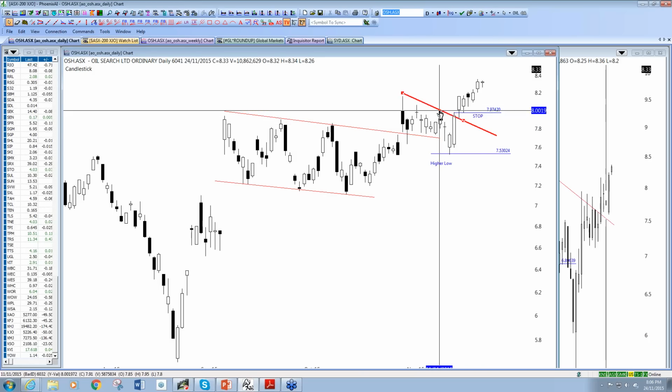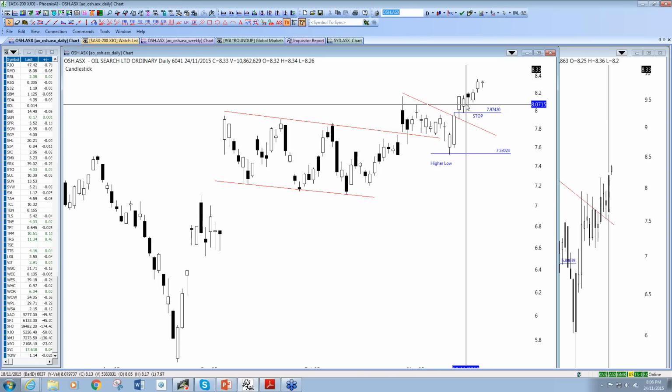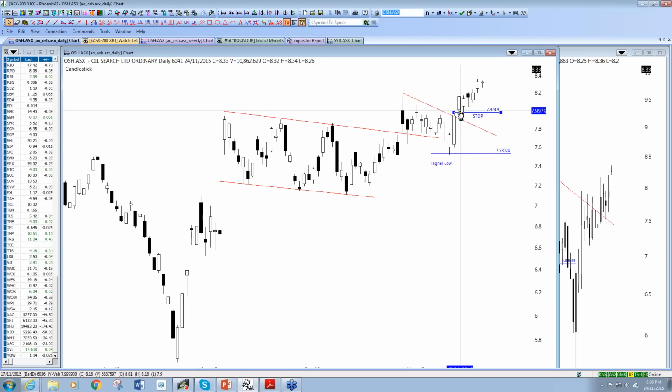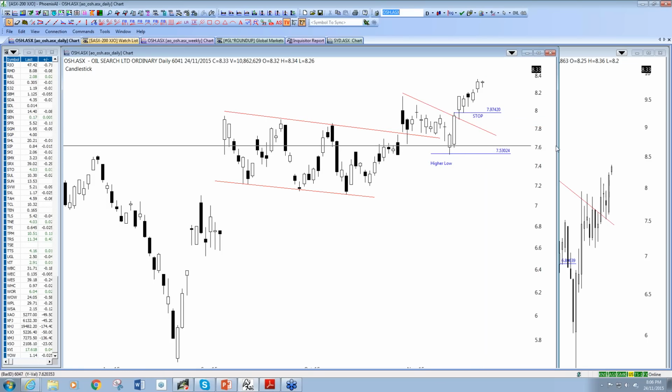Then we had this breakout through here. This is interesting, and we had almost an inside bar, but a higher high and a higher low bar in there. So on the daily chart, this is looking quite positive. It had a chance to fail back in here, so it's looking quite positive.